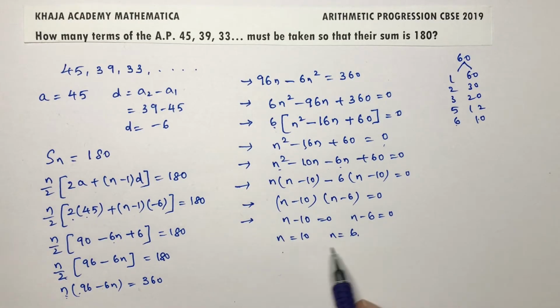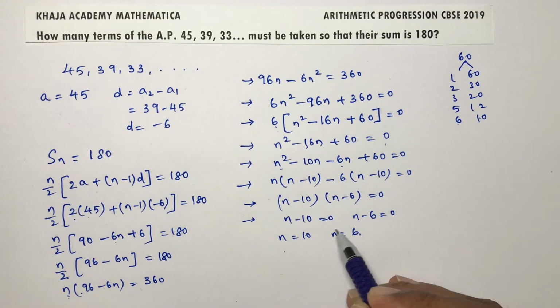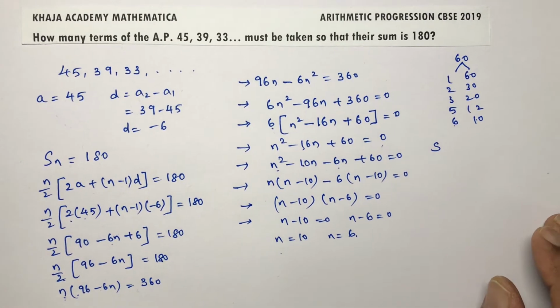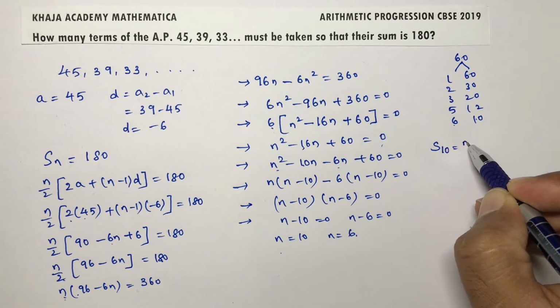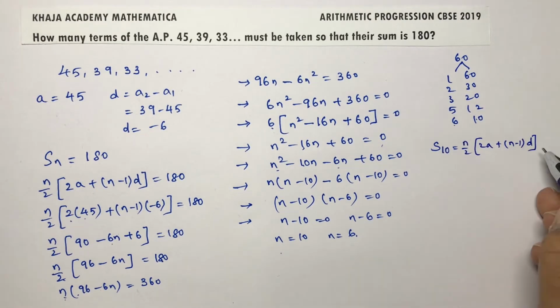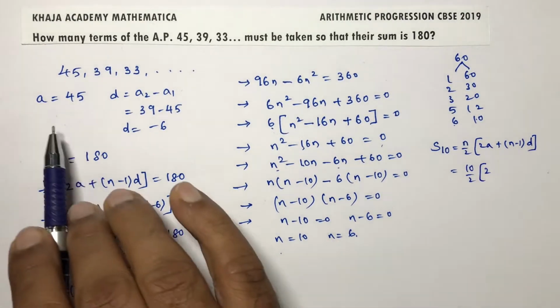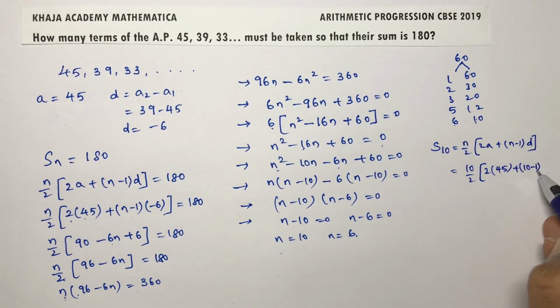Here both the values are positive. So now you will find out which one we have to take. First find the sum of 10 terms and the sum of 6 terms. For this question they may ask you to explain the double answer, because both are positive. Find S10. The Sn formula is n by 2 into 2a plus n minus 1 into d. So 10 by 2 into 2a, a is 45, plus 10 minus 1 into d, d is minus 6.